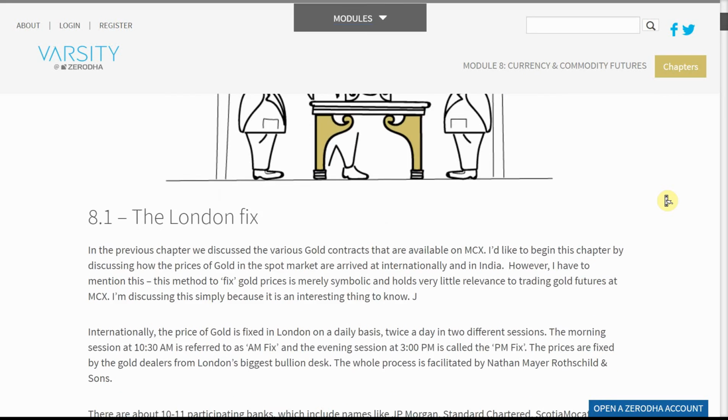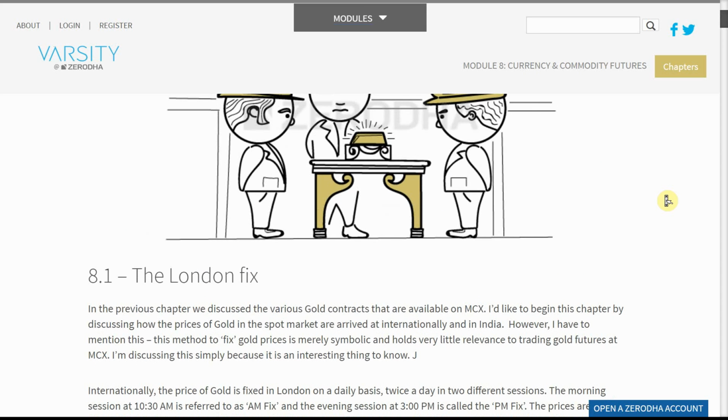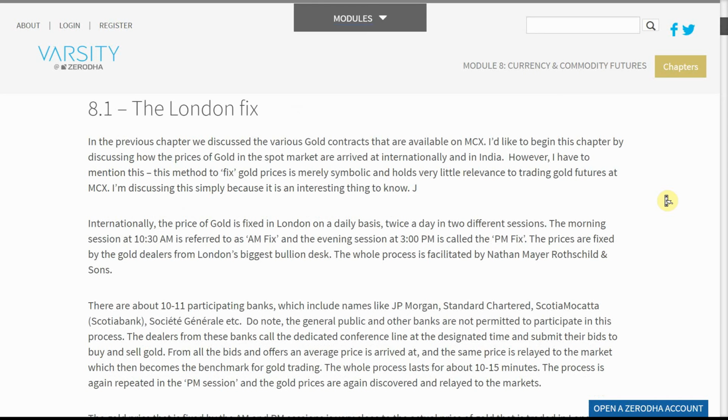Chapter 8. Gold, Part 2. 8.1 The London Fix. In the previous chapter we discussed the various gold contracts that are available on MCX. I'd like to begin this chapter by discussing how the prices of gold in the spot market are arrived at internationally and in India. However, I have to mention this method to fix gold prices is merely symbolic and holds very little relevance to trading gold futures at MCX. I'm discussing this simply because it is an interesting thing to know.